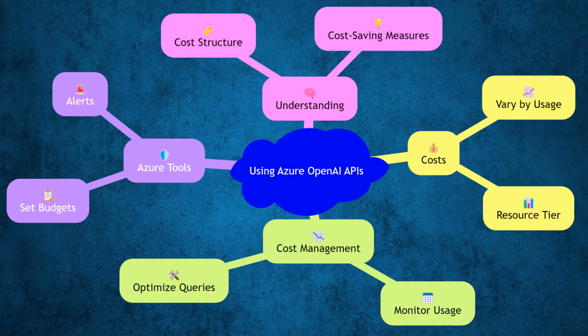Using Azure OpenAI APIs involves costs, which can vary based on usage and resource tier. It's important to manage these costs effectively by monitoring your usage and optimizing your queries. Azure provides tools to set budgets and alerts, helping you stay within your financial limits. By understanding the cost structure and implementing cost-saving measures, you can make the most of the service without overspending.